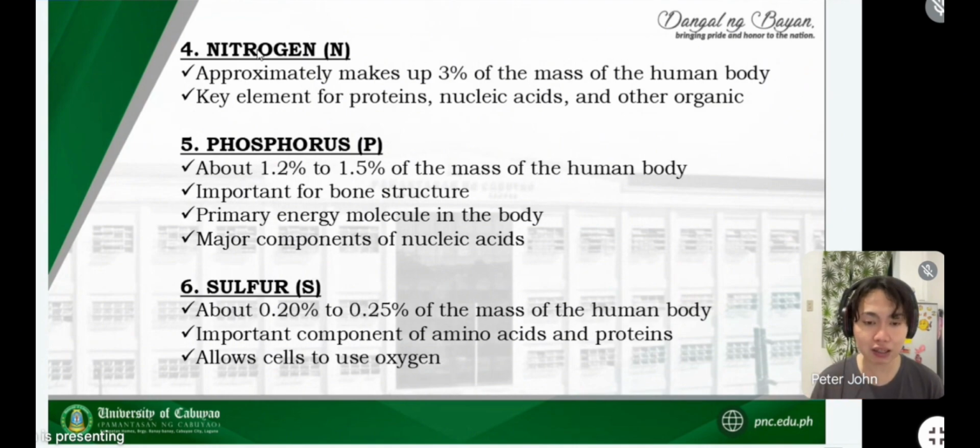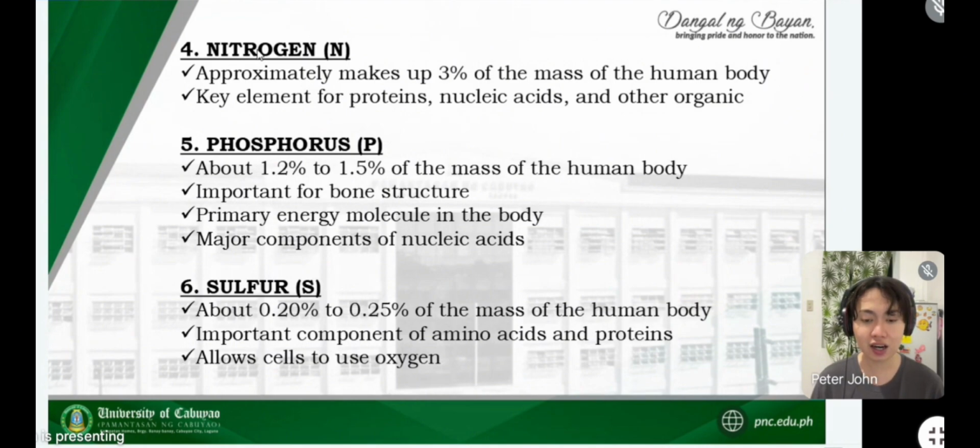Next, we have the phosphorus. So, medyo maliit na. We have 1.2 to 1.5% of the human body, important for bone structure. Yes, so that's why nga yung mga gatas na for sa mga medyo may edad na umiinom is rich in phosphorus kasi good siya for structure of the bones, primary energy molecules in the body, and major components of nucleic acid.